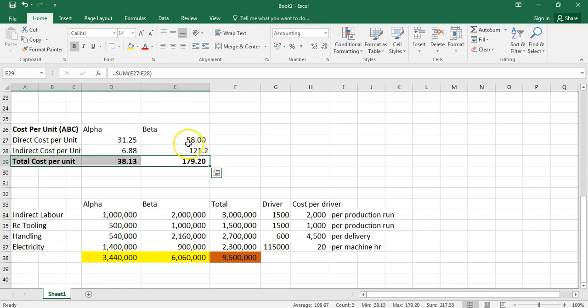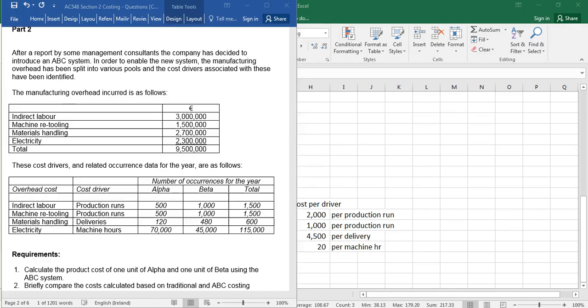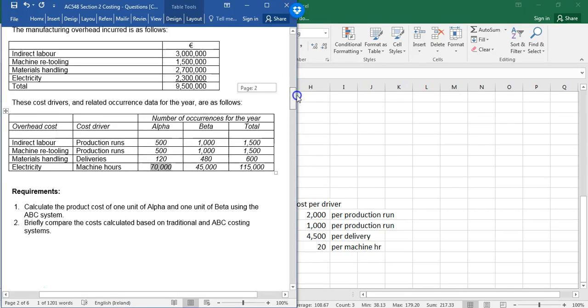Direct cost remains the same. How it changes is going through this table. It's the exact same as we've done: you get the driver and you allocate out. But the key thing is you're doing it multiple times to get a more accurate reflection. So that answers some of the second part.